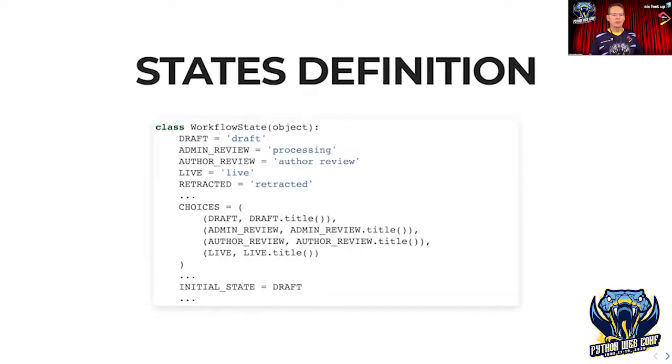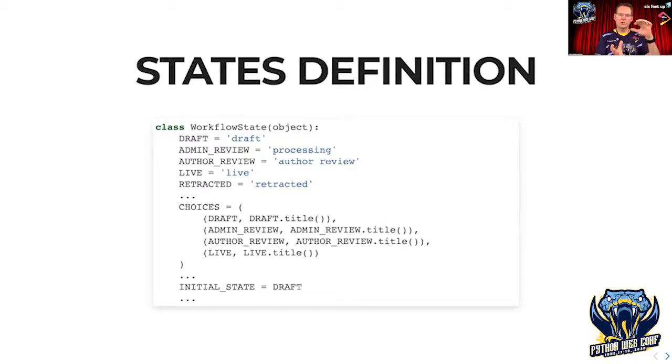We can set up our workflow state to have a choices attribute, which is just a tuple of tuples that'll have the plain text, human readable version of that, and then whatever gets saved into the database. Well, actually, it's the other way around. The value saved in the database, and then the human readable version of that. So it puts it into title case. So when you look at draft, it'll be a draft with a capital D. And then we have our initial state.